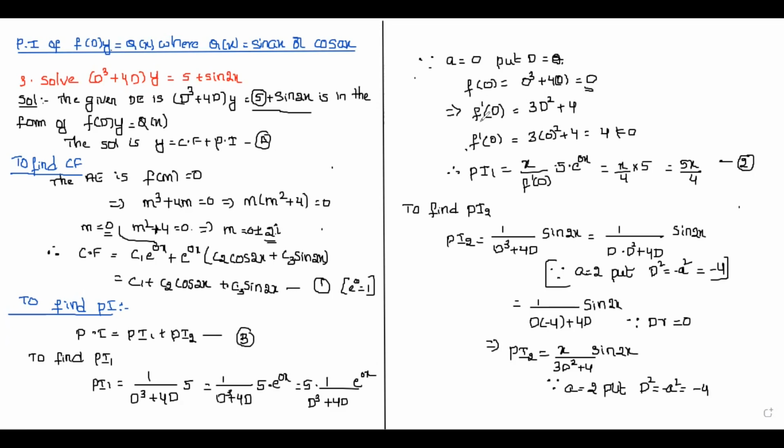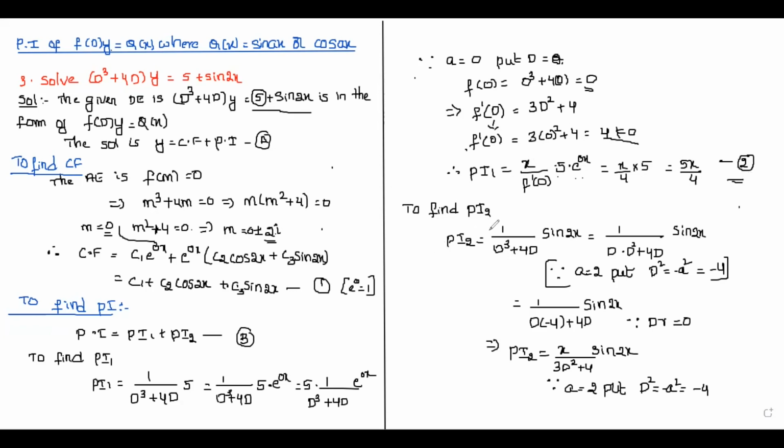So again, you have to find the derivative, which is nothing but f dash of d, which is equal to 3d square plus 4. So again, if you substitute in the place of d by 0, it will be 3 into 0 square plus 4, which is not equal to 0. So particular integral 1 is equal to x by f dash of 0 into 5 into e power 0x, which is equal to x by 4 into 5, which is equal to 5x by 4. So this is nothing but our particular integral 1.